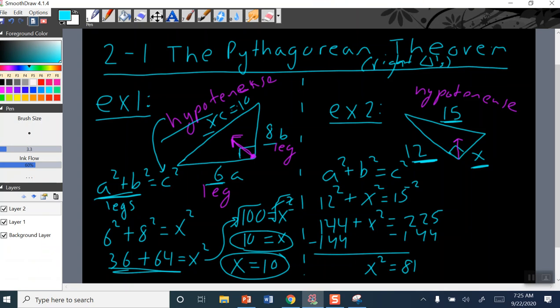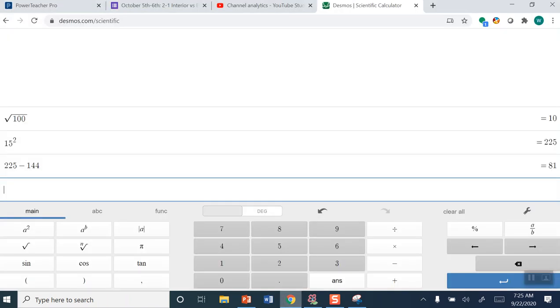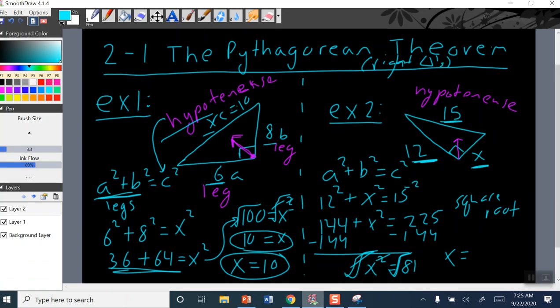And y'all tell me, how do you get this? How do you get rid of a square? Well, we take the square root of both sides. So the square root is that funny little check mark box, and of course the square root and a square cancel, and we're left over with x equals, and most of y'all know this, but the square root of 81 would give us, look over here to the right, 9. Okay, so x equals 9.